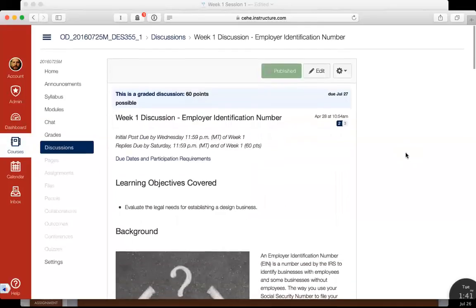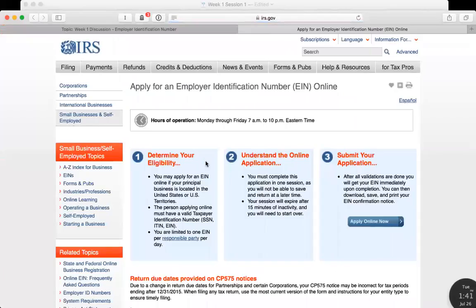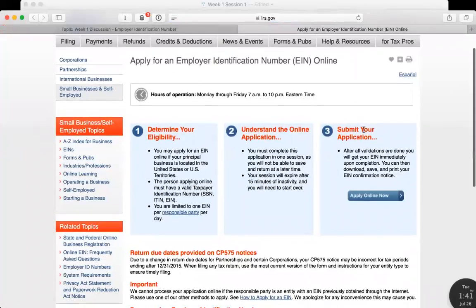Now, like I said, if you do decide you want to get an EIN, it is so easy to do. All you're going to do is just click this link here or the link that we have in the course media. And this takes you right to the IRS's page for applying for an EIN.